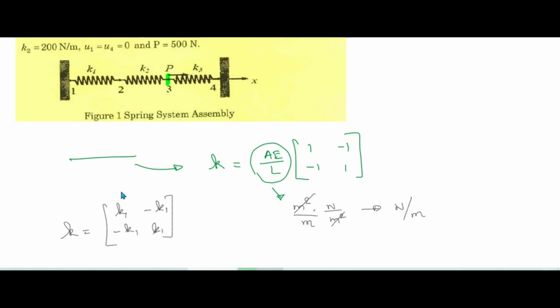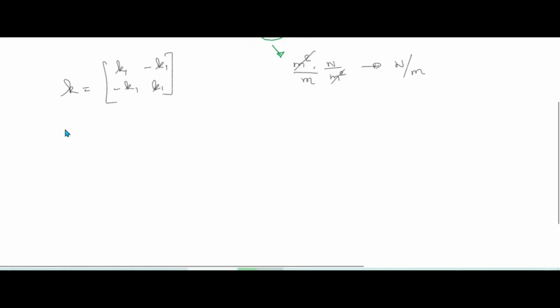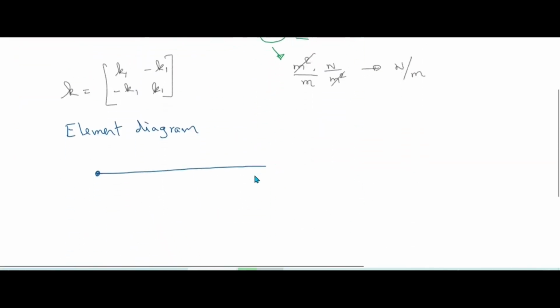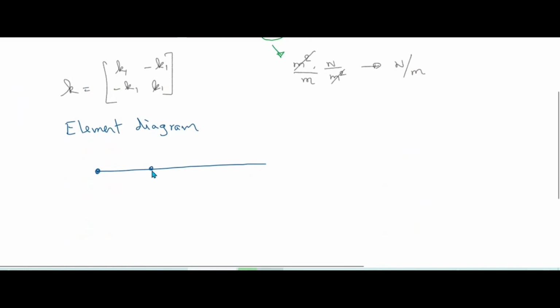Now let us consider the element diagram for this particular problem. You can see that we have 1, 2, 3 elements. So we have 3 elements: element 1, element 2 and element 3. And these elements have nodal points 1, 2, 3 and 4. So this is the entire set.